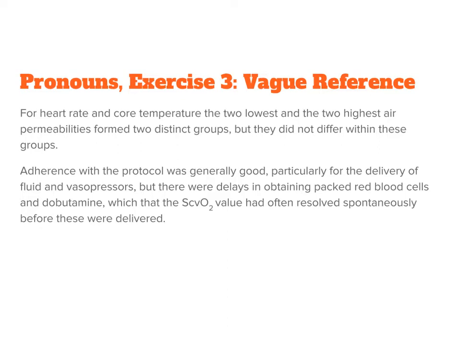This is a pretty common error that you find in technical writing, where you have a really complicated sentence and then a pronoun, and it's unclear what that pronoun refers to. In this first sentence, we have "for heart rate and core temperature," and I would actually put a comma there, "the 2 lowest and 2 highest air permeabilities form 2 distinct groups." So there are a bunch of different nouns here. But "they": here it is unclear what "they" refers to.